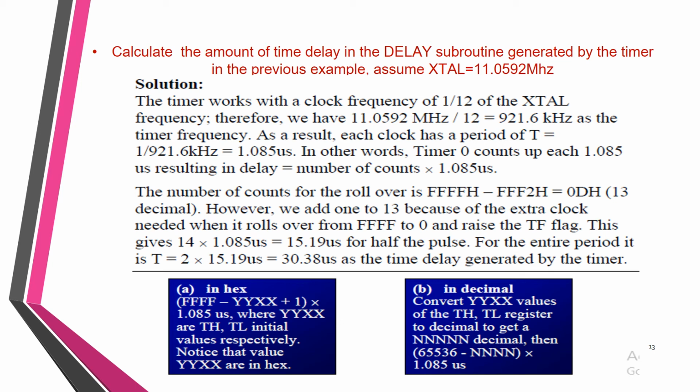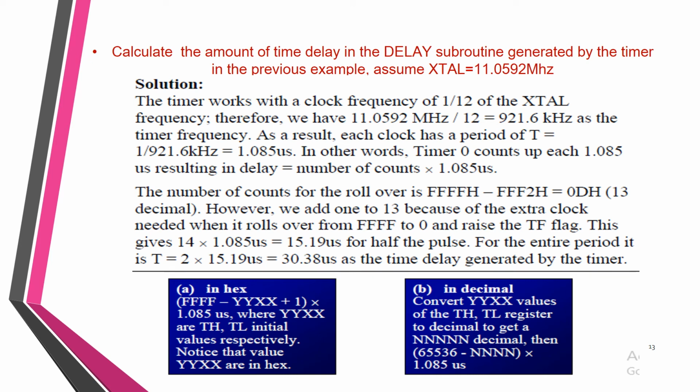So total is approximately 15.19 microseconds for half the pulse. Since we want the total, 2 into 15.19 microseconds. The total time delay will be 30.38 microseconds generated by this timer. In hexadecimal, FFFF minus YYXX plus 1 into 1.085 microseconds, where YYXX are two values to be loaded from TH and TL initial values respectively.